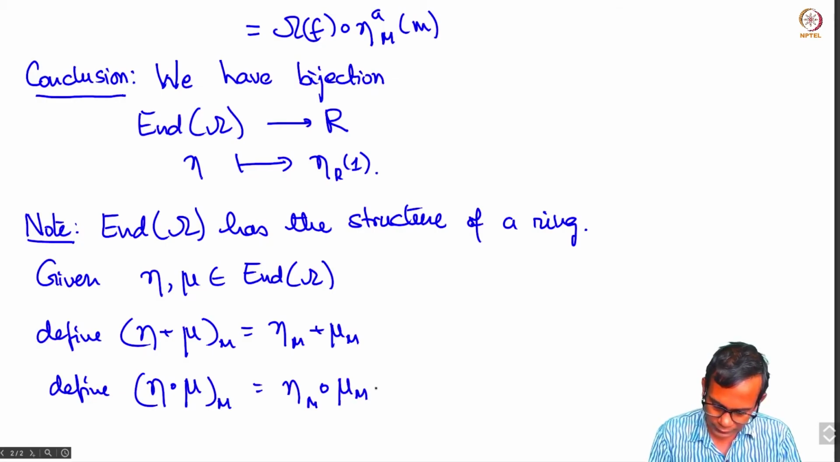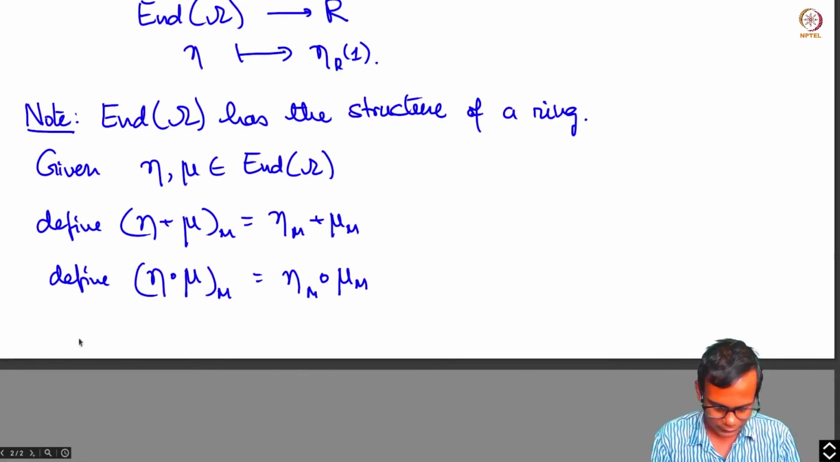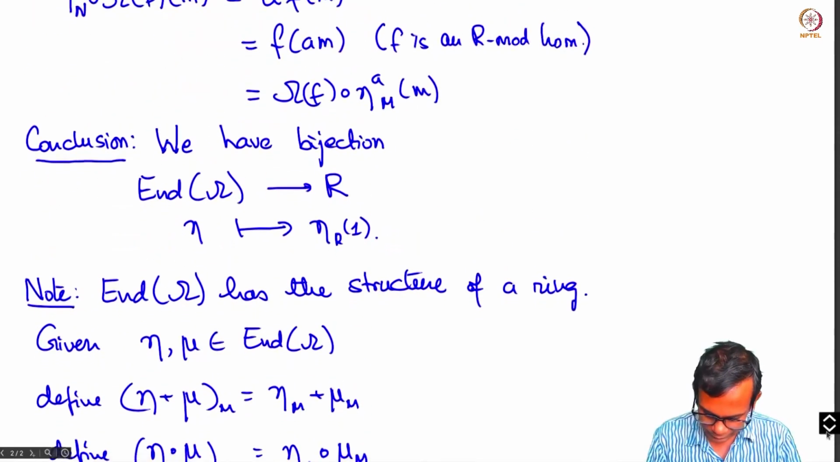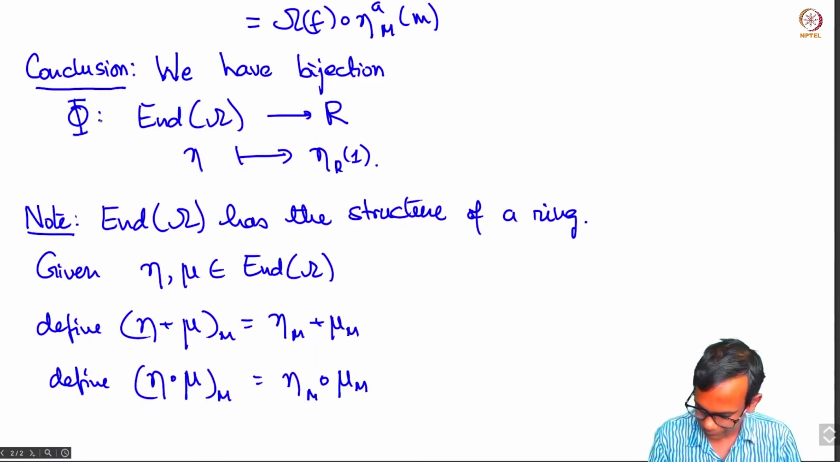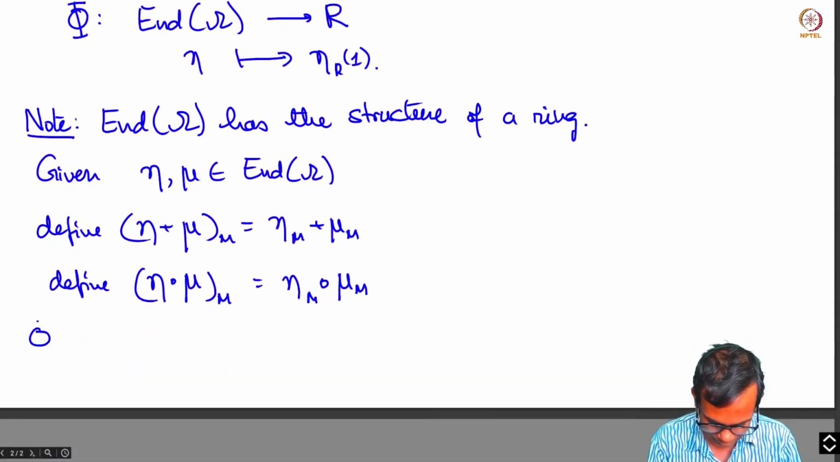And so this has the structure of a ring. R also has the structure of a ring, and this map is actually an isomorphism of rings. So let's call this phi. Phi is actually a ring isomorphism.